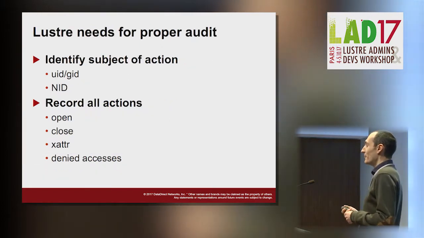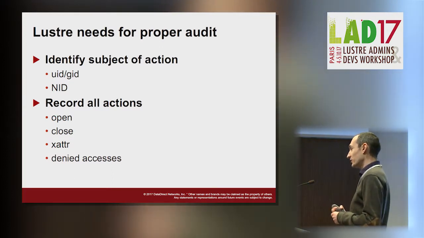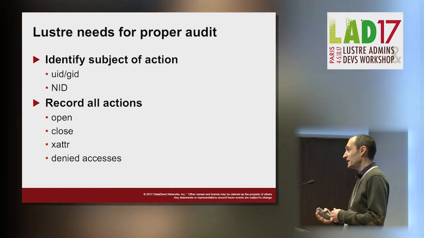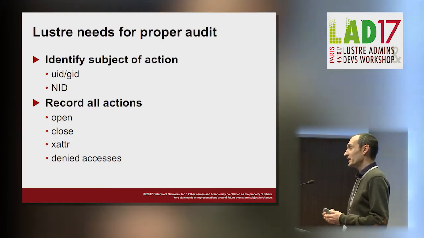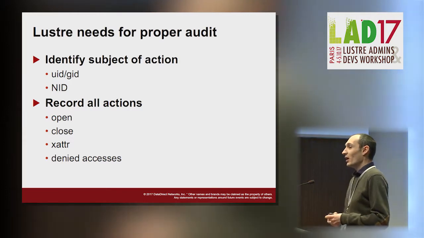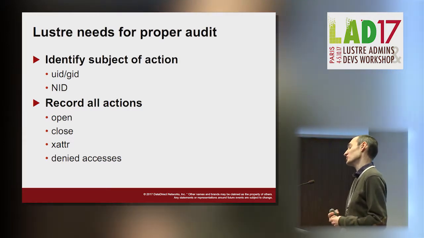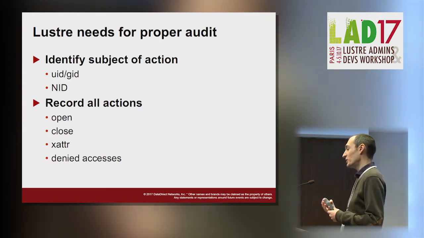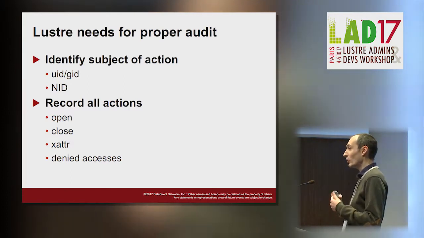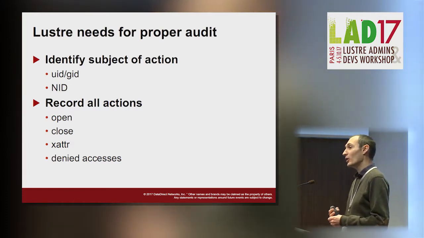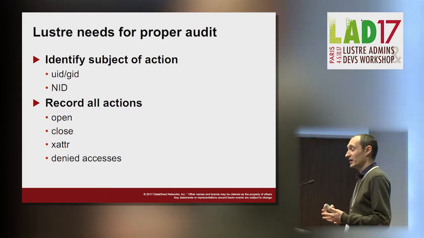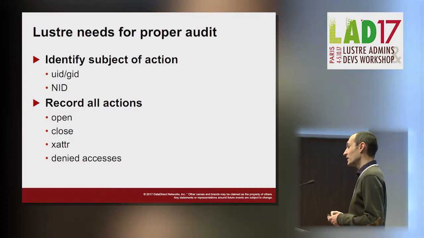As I said, changelogs lack some information. In order to have a functional audit facility, we need to be able to identify the subject of any event occurring on Lustre. So it means we need to have the UID, GID information and possibly the NID information inside the changelog records. And it has to be reliable, so we must record all events occurring. So it means we need to be able to record open, close, getxattr events, and possibly also denied accesses, because it has value in case of audit.